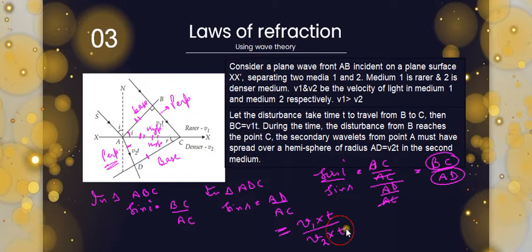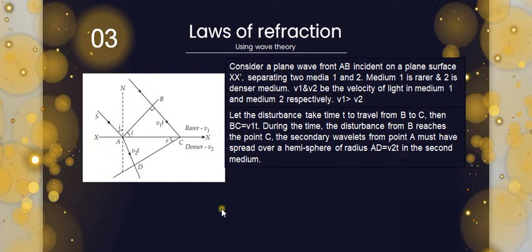So this can be written as V1t and V2t. Again, the time being the same will cancel out, so here we will get the ratio V1 by V2, which is nothing but the refractive index. As per the definition of refractive index, it is the ratio of the speed of light in one medium to the speed of light in the second medium. So this is nothing but Snell's law, the second law of refraction.